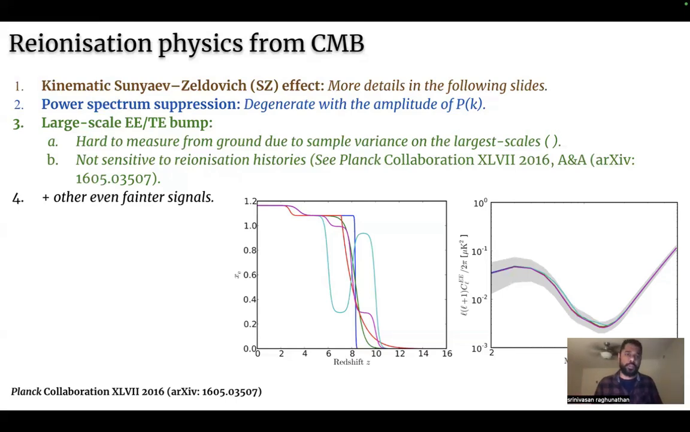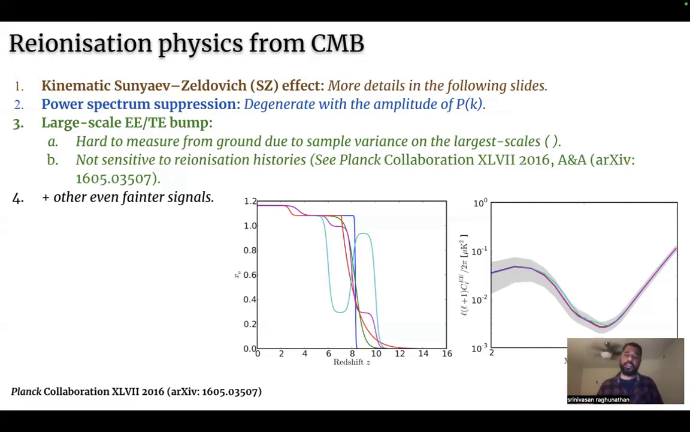The other important thing about this E mode, or TE, or E bump is that it's not very sensitive to reionization history. Here is a really good example made by the Planck collaboration. On the left plot, we are seeing the reionization history of the universe. The horizontal axis is the redshift. The vertical axis is the ionization fraction of the universe. Zero is when the universe is fully neutral, and one is when the universe becomes fully ionized.